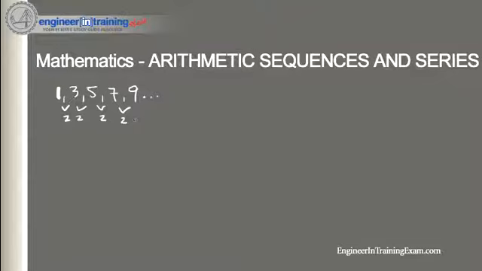Now every sequence that has a pattern in addition isn't necessarily an arithmetic sequence. It only is if you are always adding the same number each time. Now the general term of any arithmetic sequence is this: a sub n is equal to a sub 1 plus n minus 1 times d, where a sub 1 is the first term of the sequence and d is our common difference.